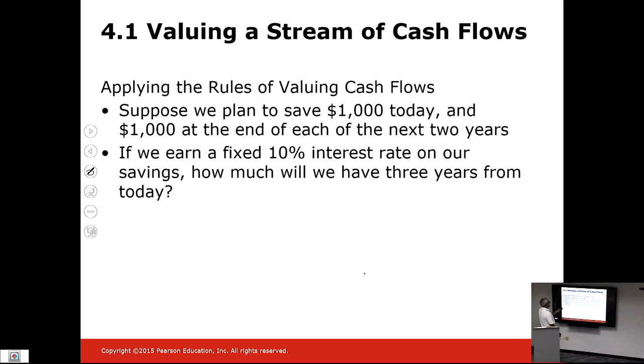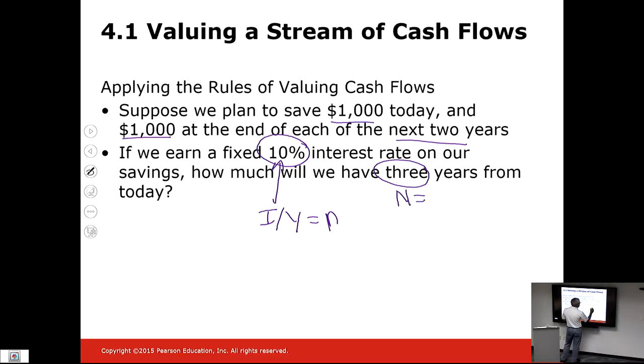So again, similar to what we have done before, suppose we plan to save $1,000 today and $1,000 at the end of each of the next 2 years. Now this is multiple cash flow. If we earn 10% interest on our savings, how much will we have in 3 years? Now looking at this, we have to convert this into financial variables. 10% is my IY, or my R, my interest rate. 3 is my N. And then I have cash flows of 1,000 and then 1,000 for the next 2 years. So I can put this into a timeline.